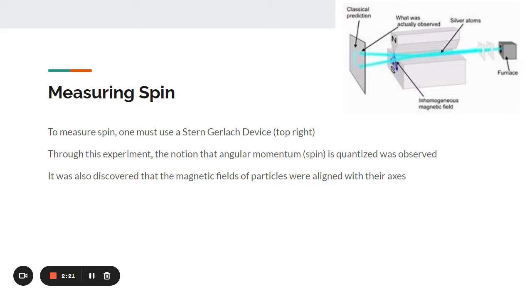And now onto measuring spin. The way that we measure spin is through a Stern-Gerlach device. Through this experiment, the notion that angular momentum or spin is quantized was observed. Due to this experiment, it was also discovered that the magnetic fields of particles were aligned with their axes, like the x, y, and z axes.